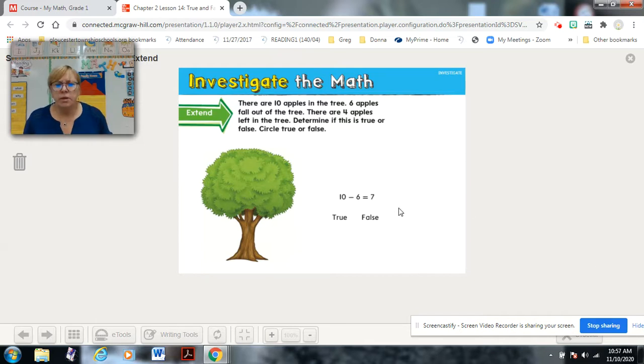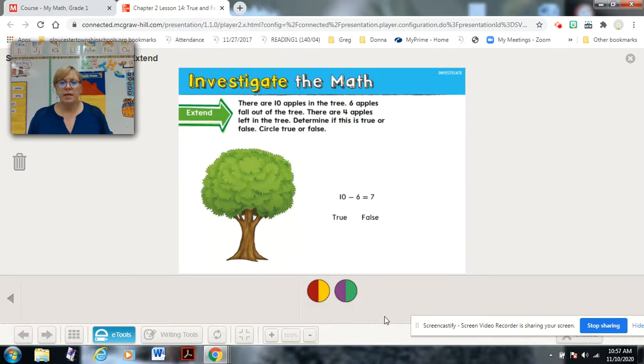All right. Well, here they said 10 minus 6 equals 7. But up here they said there's 4 left. So I think I better investigate. So the way I'm going to investigate is I'm going to take the counters. I like the red because it's for apples. Okay. So let's say 1, 2, 3, 4, 5, 6, 7, 8, 9, 10. Now they said that 6 of them fall out of the tree.